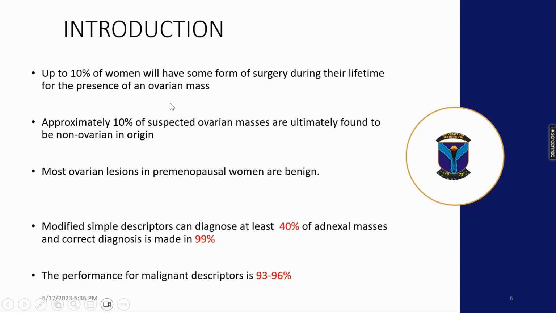Up to 10% of women will have some form of surgery during their lifetime for the presence of an ovarian mass. Interestingly, approximately 10% of suspected ovarian masses will ultimately turn out to be non-ovarian in origin. Unfortunately, most ovarian lesions in premenopausal women are benign. The modified simple descriptors can diagnose at least 40% of adnexal masses, and correct diagnosis is made in about 99% of cases. For the malignant descriptors, the performance is 93 to 96%.